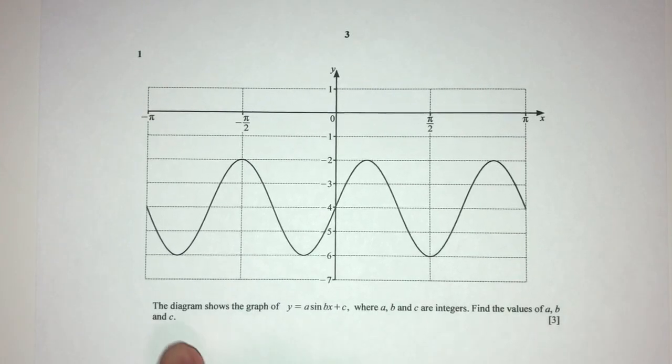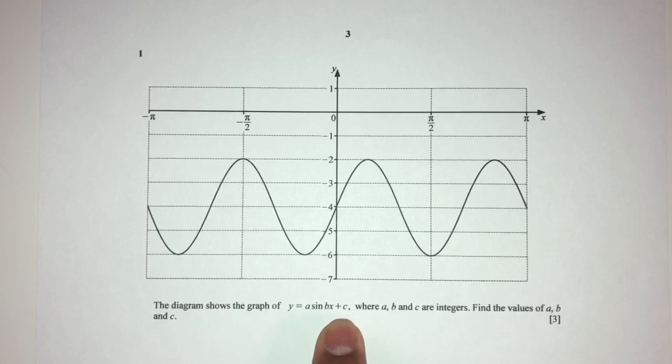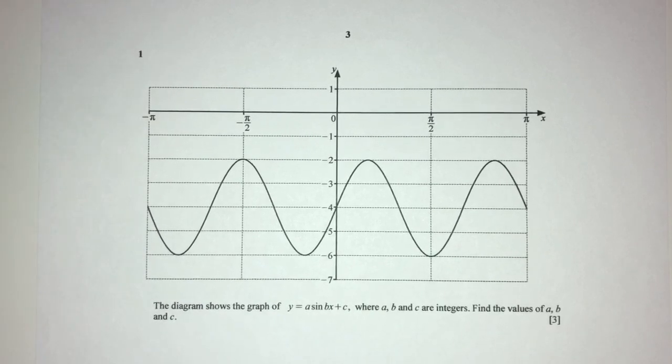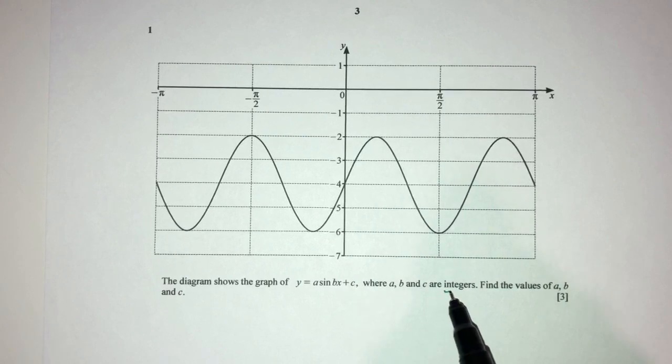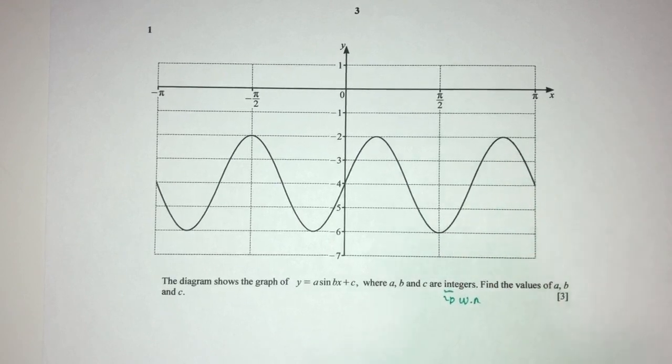The diagram shows the graph of y equal to a sine bx plus c, where a, b, and c are integers. Integers are definitely whole numbers. We have to find the values of a, b, and c by using this graph.